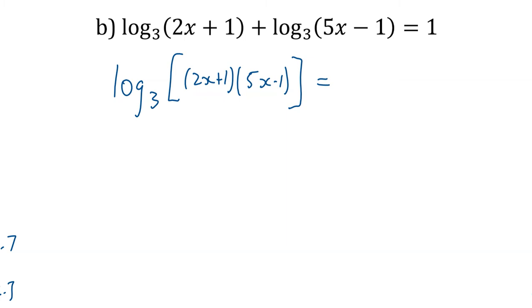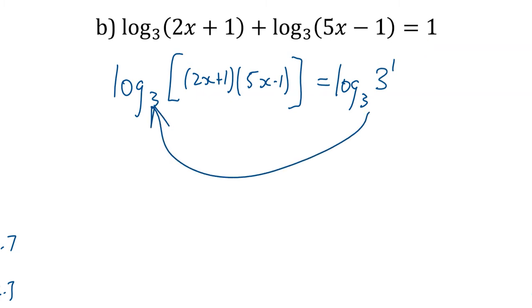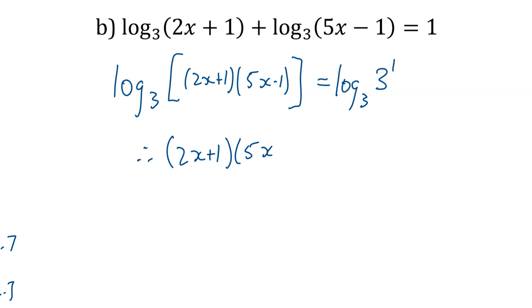And I'm going to do it this way, where I turn the right side into a logarithm, log base 3 of 3, and that number goes into the exponent. And I chose 3 because that was the base of the other part of the question, right? And it's always 3, it's always the same number. And now that I have log of something equals log of something, same base, I can say those somethings are equal. So therefore, (2x + 1)(5x − 1) equals 3 to the 1.